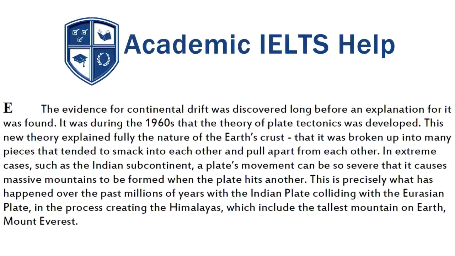The evidence for continental drift was discovered long before an explanation for it was found. It was during the 1960s that the theory of plate tectonics was developed. This new theory explained fully the nature of the Earth's crust, that it was broken up into many pieces that tended to smack into each other and pull apart from each other. In extreme cases, such as the Indian subcontinent, a plate's movement can be so severe that it causes massive mountains to be formed when the plates hit another.